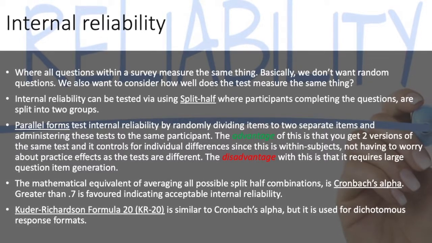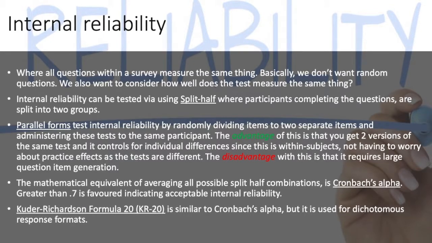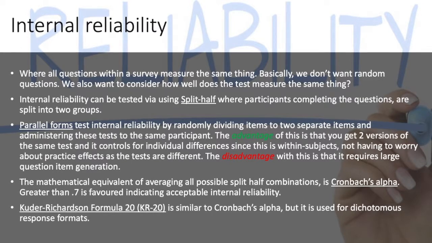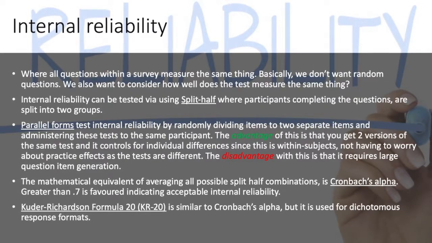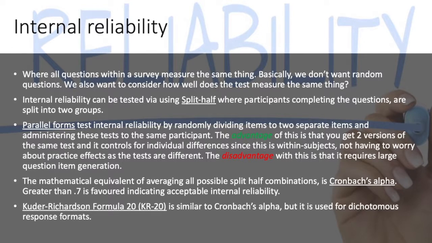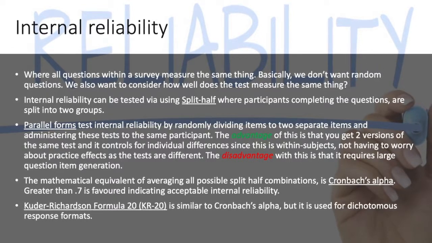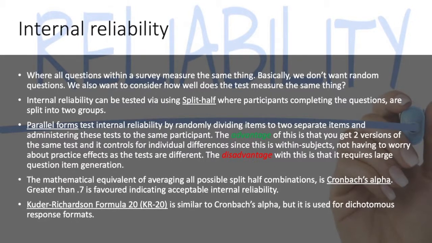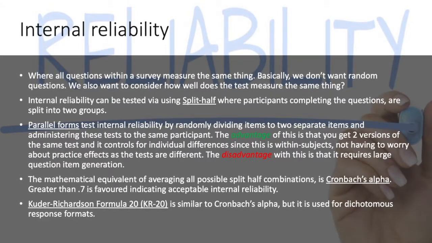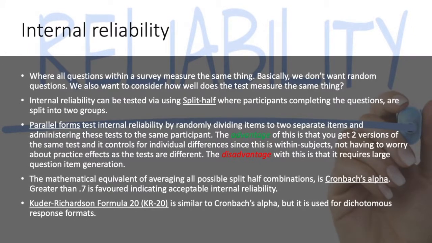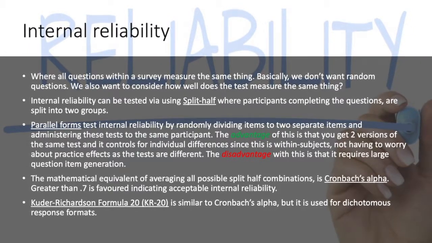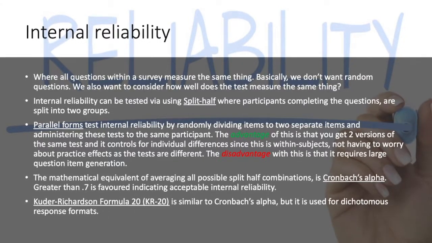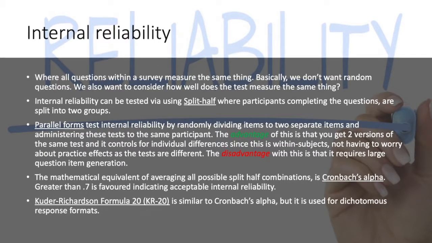Internal reliability can be tested via split half, where the questions completed by participants are split into two groups. Parallel forms test internal reliability by randomly dividing items into two separate tests and administering these tests to the same participant. The advantage of this is that you get two versions of the same test and it controls for individual differences, since this is within subjects, not having to worry about practice effects as the tests are different. The disadvantage with this is that it requires large question item generation.